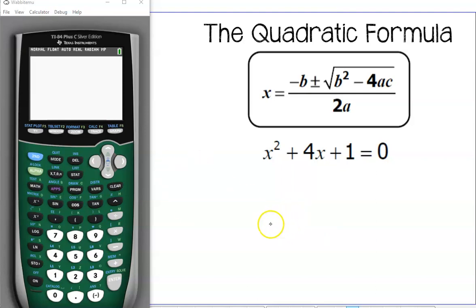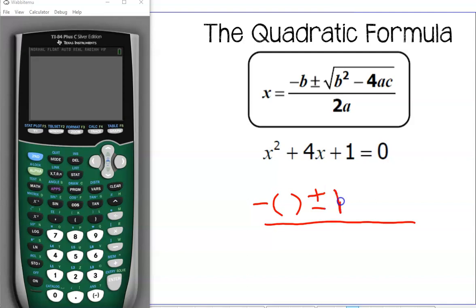So let's get started. First of all, you've got a giant fraction bar. In the numerator, you have a negative sign, and then you have the variable b. After that, you have both a plus and a minus sign. You can't type them both at the same time, but you can write them both at the same time on your paper. Next, we have the square root. Again, replace the variable with parentheses.